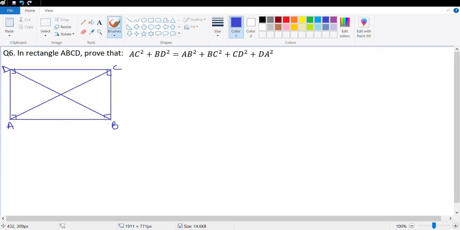Opposite sides are equal. So let AB be equal to CD, be X, and AD and BC are equal. Let this be Y. And the two diagonals are equal as well. Let them be equal to Z.